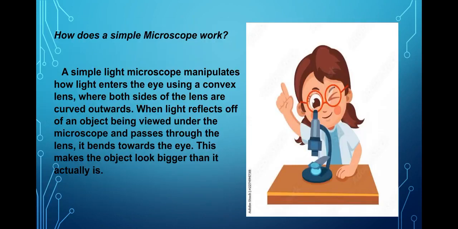So how does a simple microscope work? A simple light microscope manipulates how light enters the eye using a convex lens, where both sides of the lens are curved outwards. When light reflects off of an object being viewed under the microscope and passes through the lens, it bends towards the eye. This makes the objects look bigger than they actually are.